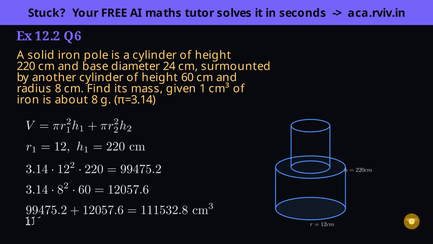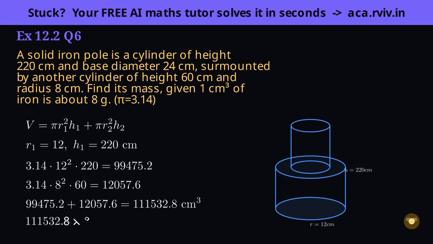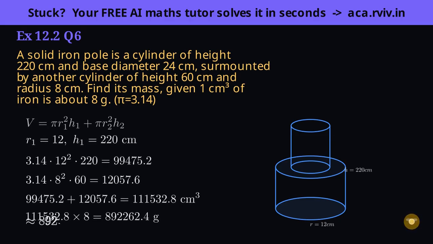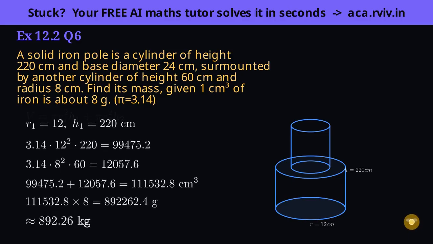Now step 2, the weighing. Each cubic centimeter is about 8 grams, so mass is volume times 8. That's 892,000 grams and change. Finally convert grams to kilograms by dividing by 1,000, about 892.26 kilograms.